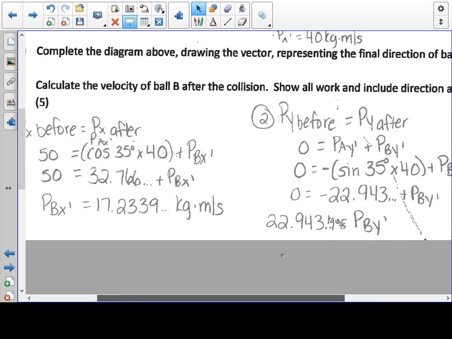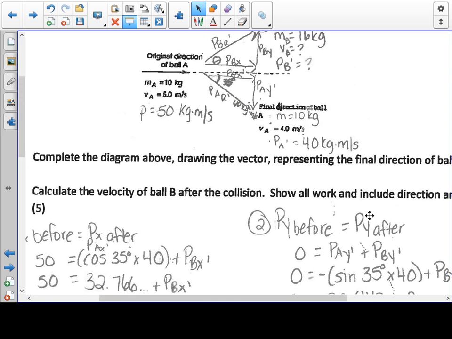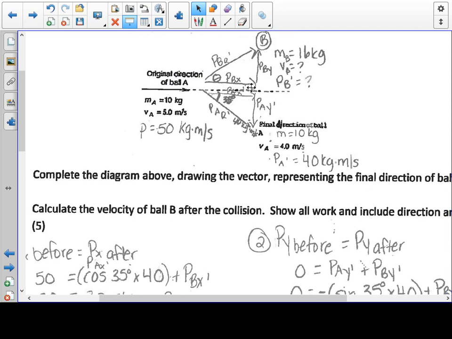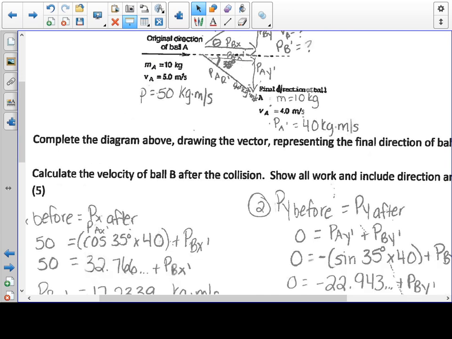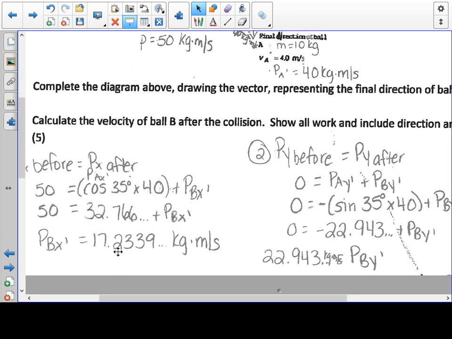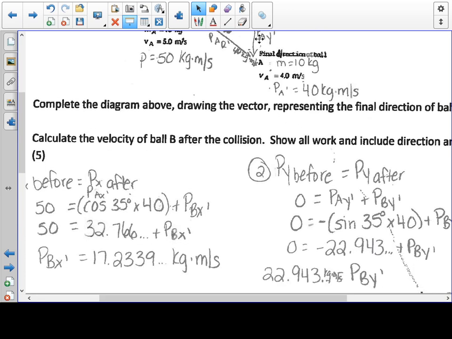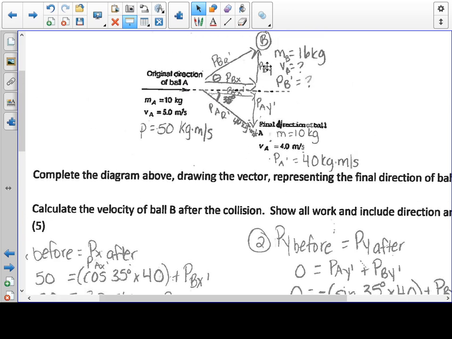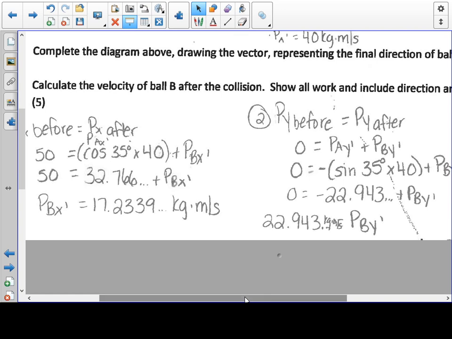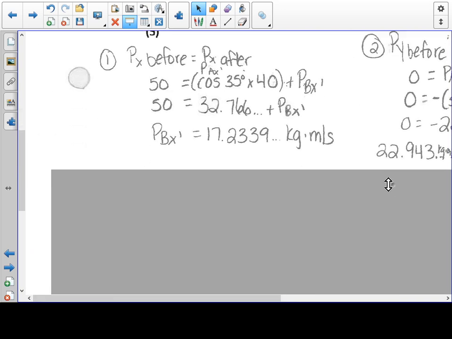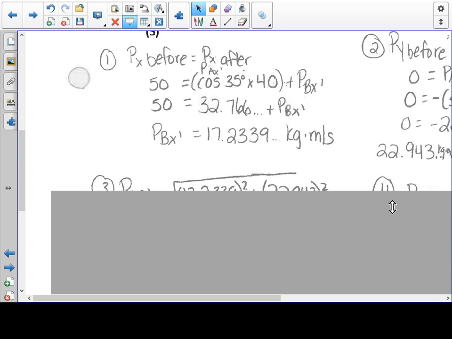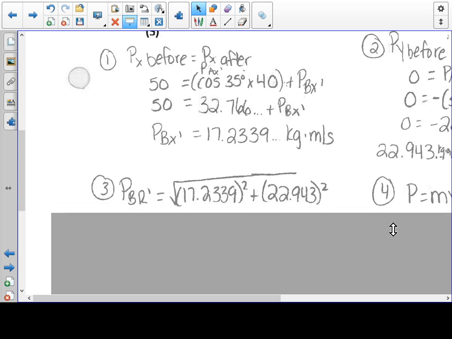We have our two values then for ball B. So what we could do is put that right there. The momentum for ball B in the x direction is 17.2339, and in the y direction, 22.943. The next step, of course, is using good old Pythagorean theorem to calculate the magnitude of the momentum in the actual trajectory.